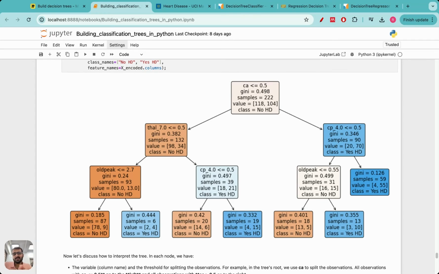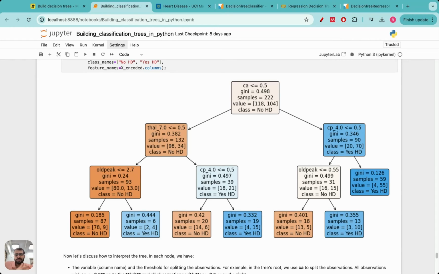This also leads us to one of the big major advantages of decision trees, which is interpretability. Looking at this decision tree, I can make so many statements. I can see that the CA variable is important, which is if you do fluoroscopy, how many blood vessels light up. The CA variable is important. Then this thal variable is important, which is basically the thallium heart scan.